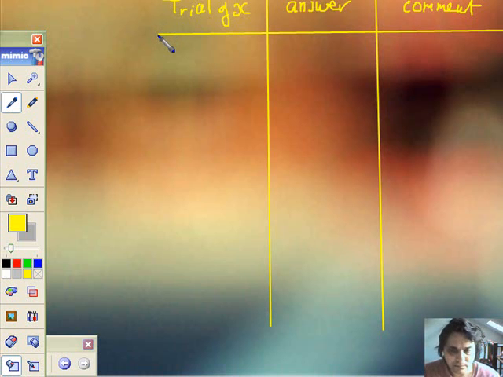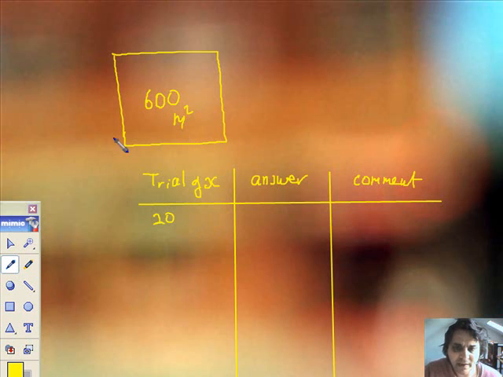Let's take a look. 20, well, 20 times 20 is 400. I'm going to have to use a calculator, obviously, but let's just put it in for now. So I'm going to try x equals 20. How do you work out the answer? Well, to find an area, you just multiply this side by this side, so x times x will be 600. So we're trying to work out 20 squared. We know 20 squared is 400. The comment, of course, is it's too small.